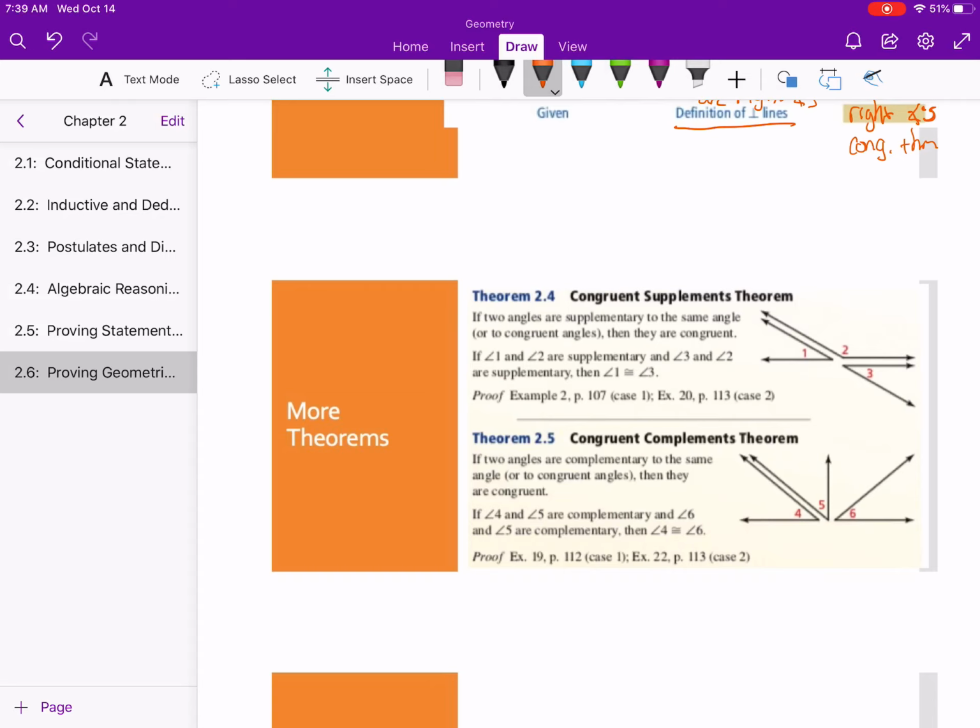A couple more theorems. They're very similar. One's about supplements, one's about complements. It just says that if two angles are supplementary to the same angle or to congruent angles, then they are congruent. So if 1 and 2 here are supplementary and 2 and 3 are also supplementary, then 1 and 3 are congruent. The same thing works with complements. If 4 and 5 are complementary and 5 and 6 are complementary, then angle 4 has to be congruent to angle 6.